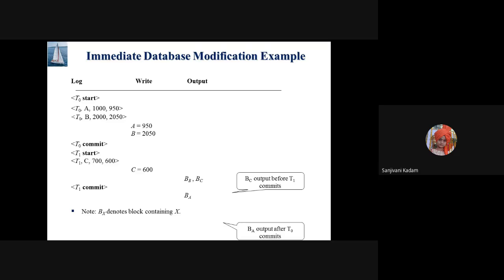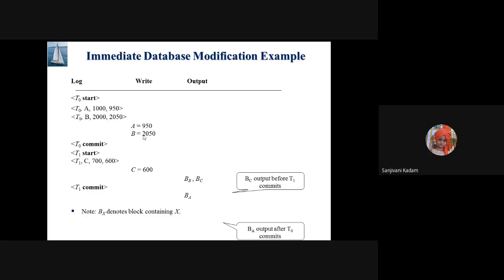So here, write is an operation with respect to the buffer, and output is an operation with respect to the disk. So this is a log record that T0 started. T0 has performed changes to A, which previously had the value 1000; the new value is 950. Then the T0 transaction has performed changes to B as well. 2000 is the old value and 2050 is the new value.